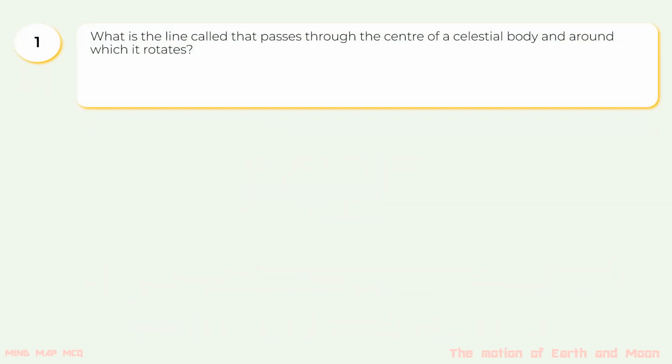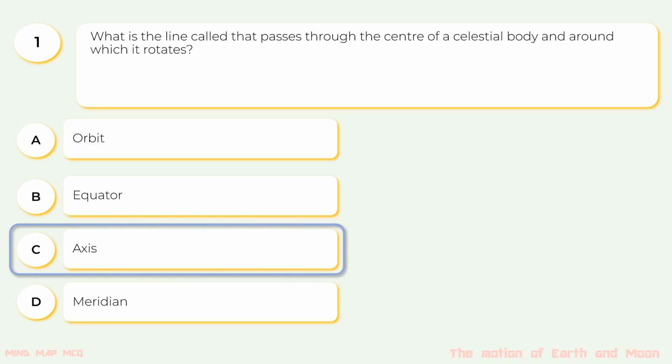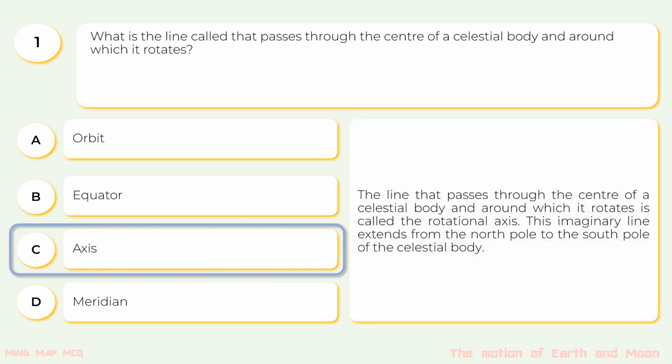Question 1. What is the line called that passes through the center of a celestial body and around which it rotates? Options are A. Orbit, B. Equator, C. Axis, D. Meridian. The correct answer is option C. Axis. The line that passes through the center of a celestial body and around which it rotates is called the rotational axis. This imaginary line extends from the north pole to the south pole of a celestial body.